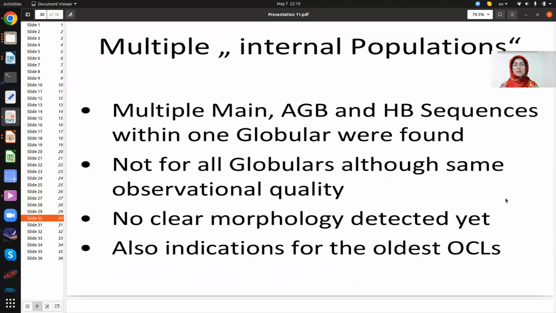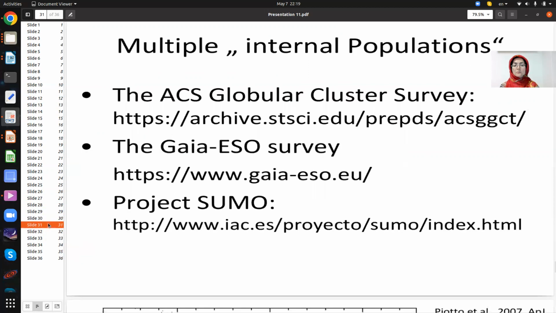Multiple internal populations: multiple main sequences, AGB or asymptotic giant branch, and HB or horizontal branch sequences within one globular cluster were found, not for all globulars, although with the same observational quality. No clear morphology has been detected yet. Also there are indications in the oldest open clusters. You see here for internal populations, there are some links that you can go through.